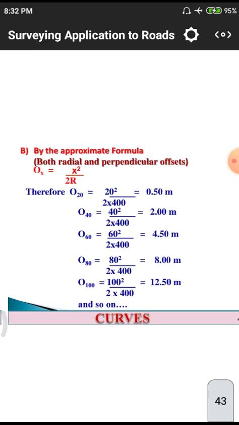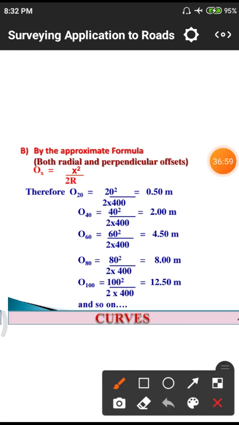In the third formula, we have Ox equals x square by 2r. Here x equals 20 meters length, so we take 20 squared by 2 into 400. You will get a particular length. I will show it with a diagrammatic representation.